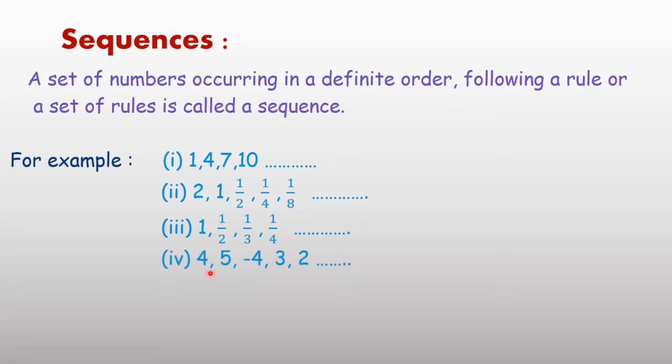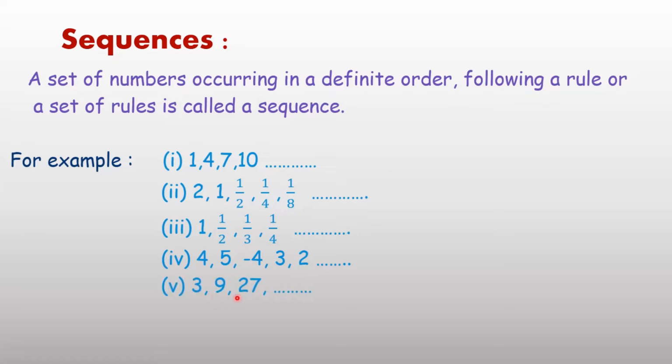Now the fourth example. 4, then 5, then minus 4, 3, 2. Just think what the pattern is here and what the next number is. Can you guess? First you think, I am telling you the next example till now.